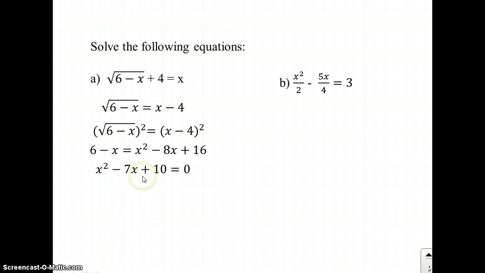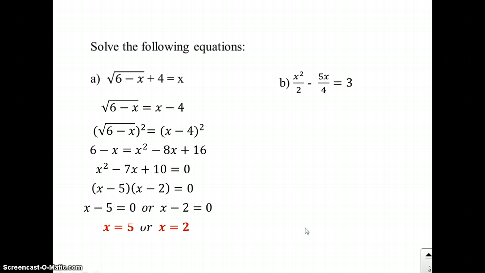I can now factor the left side of this equation. It's a simple trinomial. Adds to negative 7, multiplies to 10. Those two numbers are negative 2 and negative 5. So my factors are x minus 2 times x minus 5. And I can set each factor equal to 0 now. So x minus 5 equals 0, or x minus 2 equals 0. And again, very simple equations to solve. Add 5 to both sides, I get x equals 5. Here I add 2 to both sides, I get x equals 2.